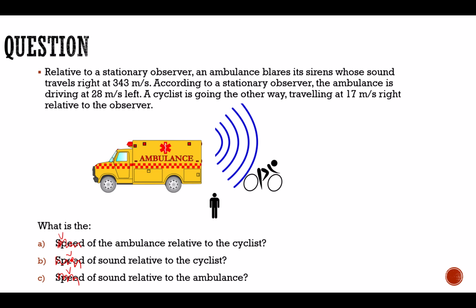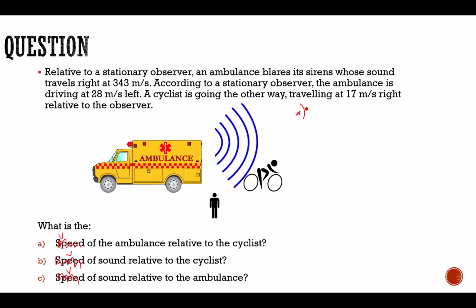Relative to a stationary observer, an ambulance blares its sirens whose sound travels at 343 meters per second to the right. According to a stationary observer, the ambulance is driving at 28 meters per second to the left. A cyclist is going the other way, traveling at 17 meters per second to the right relative to the observer. What is the velocity of the ambulance relative to the cyclist?